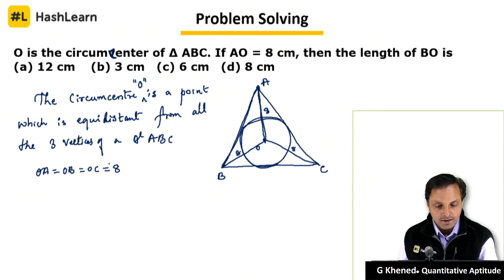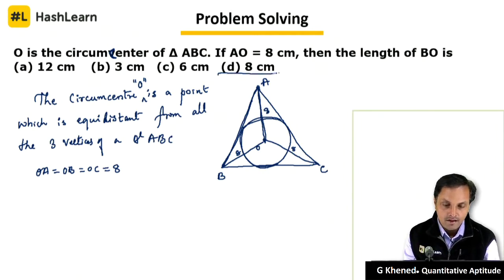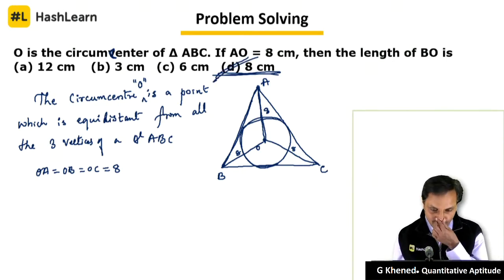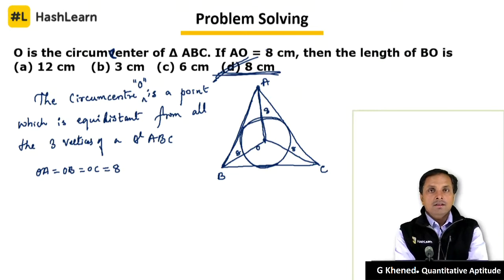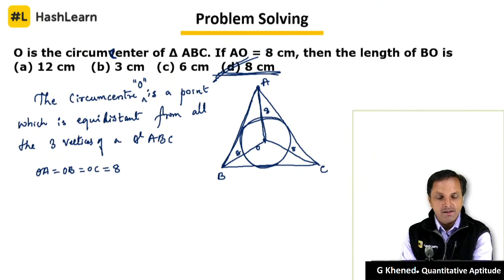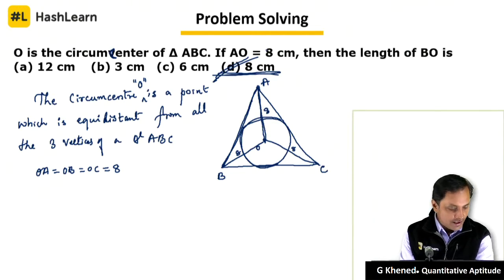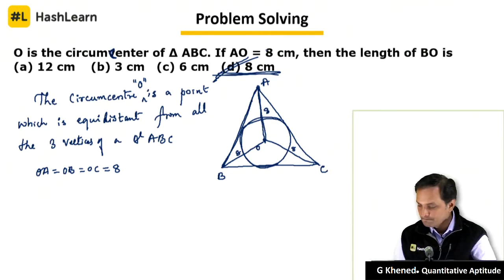Then the length of BO is what? Option D. So you have to make a note of this definition. Circumcenter, O is a point which will be of the same distance from the three vertices A, B, C respectively. Okay, fine. Then let us come to the next example here.